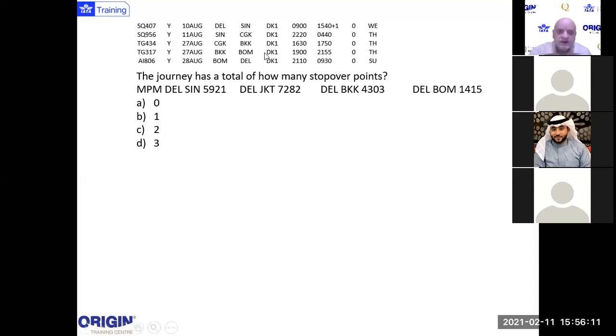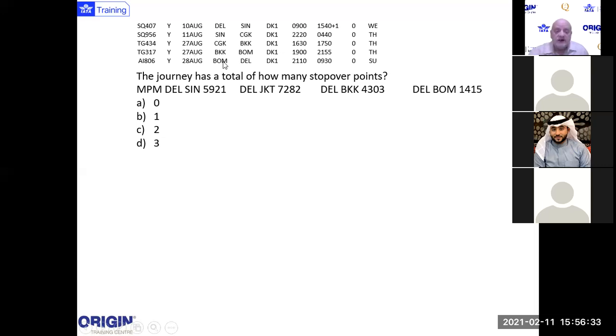So I'm not going to count Singapore. I'm not going to count Jakarta because it's the fare break point. Bangkok, I arrive on the 27th and I leave on the 27th. Do you agree? Yeah, right. In that case, that's not a stopover.